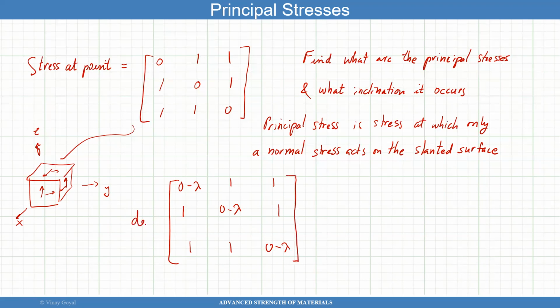And I'll find this determinant, which should be fairly easy to do. You should set it equal to 0 first. A cubic equation results from here. The roots of that equation are lambda equals 2, minus 1, and minus 1. These are the principal stresses.